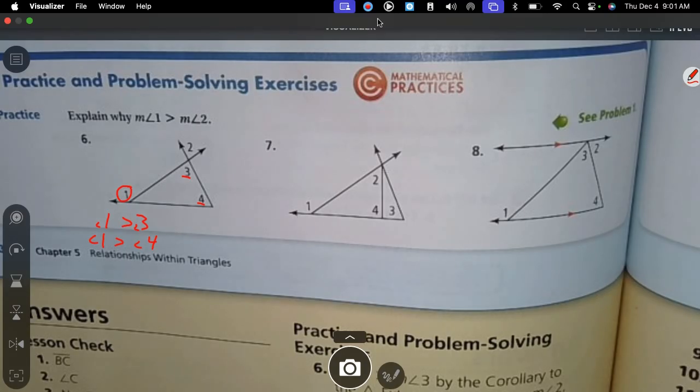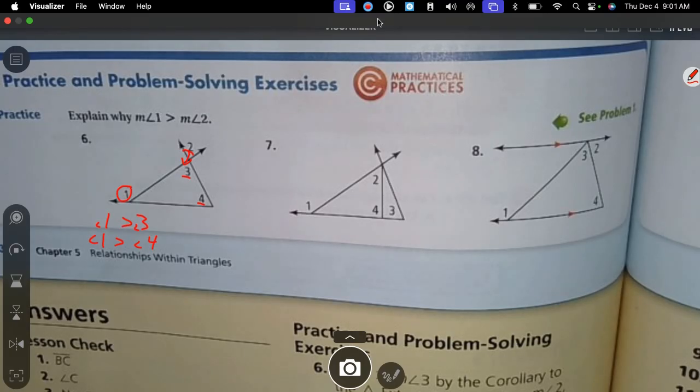Okay, what do you know about 2 and 3? They're vertical angles, so they're equal. So if 1 is bigger than 3, then 1 is also bigger than 2, because these are the same. Does that make sense? Same thing I just said a minute ago. It's the same problem, basically, just a different picture. But that's why. Because those are vertical angles, 1 is bigger than 3, so 1 is bigger than 2.